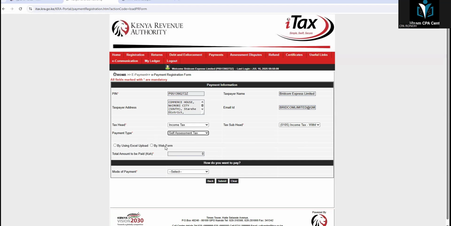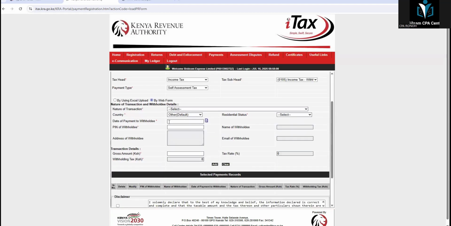efficient to use the web form. So you can use Excel. But if you are paying one, then you can use the web form. So you will come here and say buy web form. Then you will get all this description.